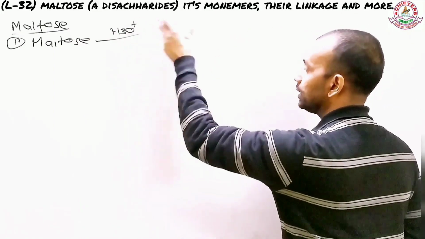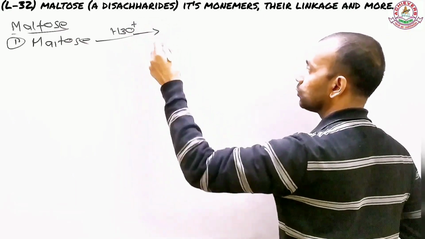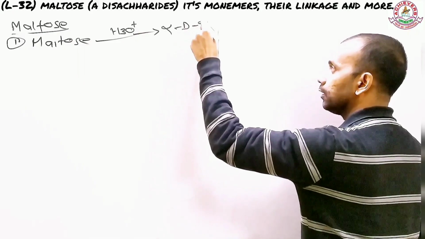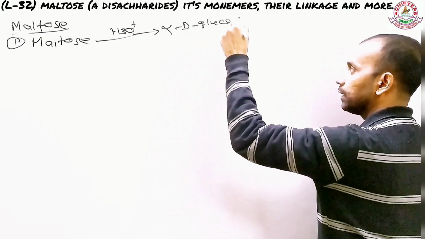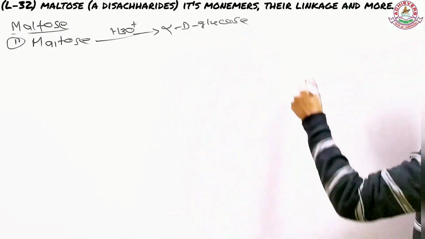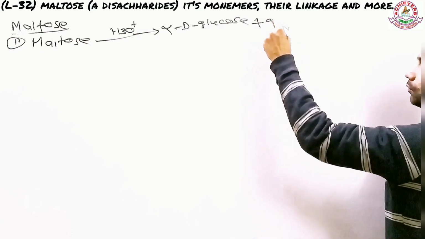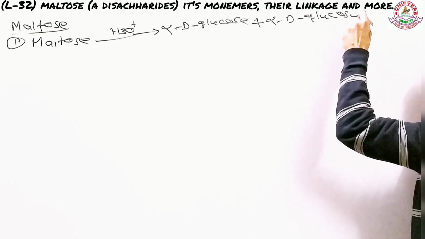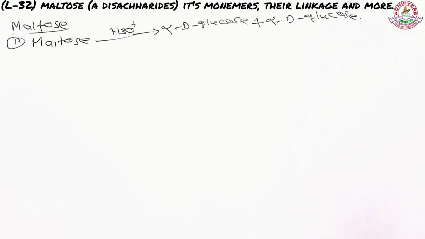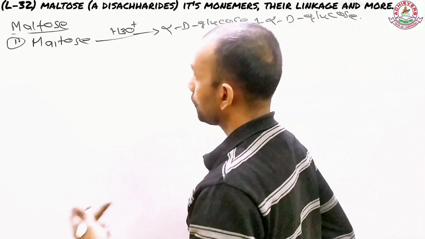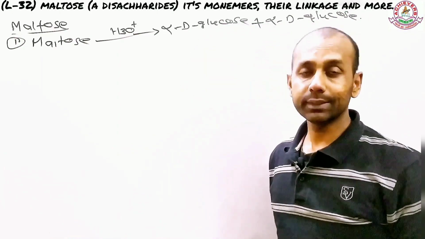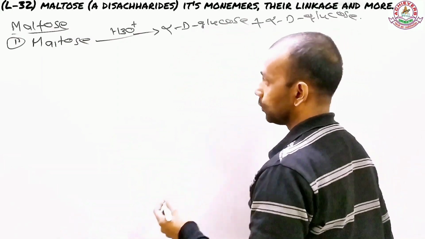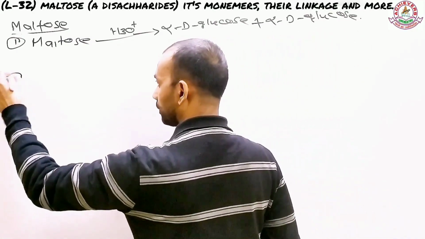So what will happen? This will produce two molecules of alpha D glucose. Again, the other molecule is also alpha D glucose. Right? Now, we need to find out how the structure is actually developing. So let me draw the alpha D molecule of glucose here. So this is going to be the formation of the glycosidic bond.